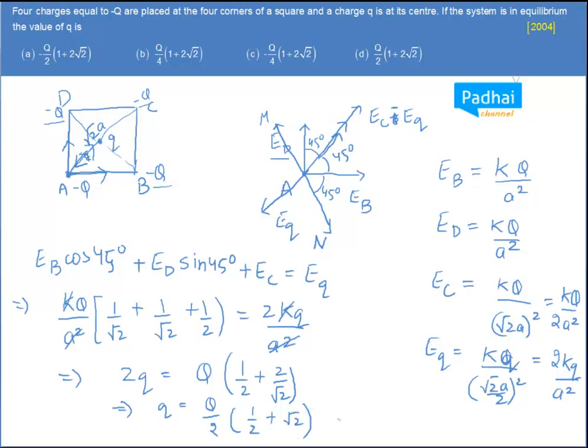So let us see the options. It is basically in the Q by 2 form. This is not the correct form, so we can just simplify it. We can take Q common, 2 common, so this will be 1 plus 2 root 2. So that means option B is correct, right?